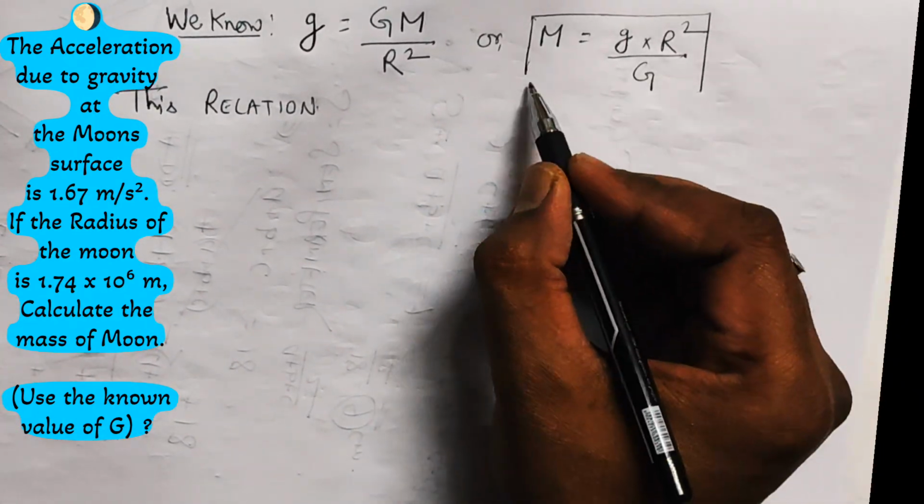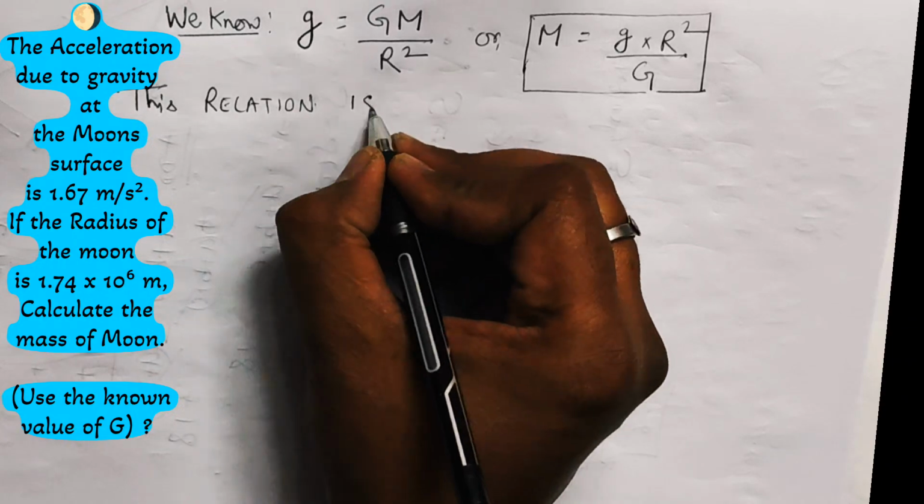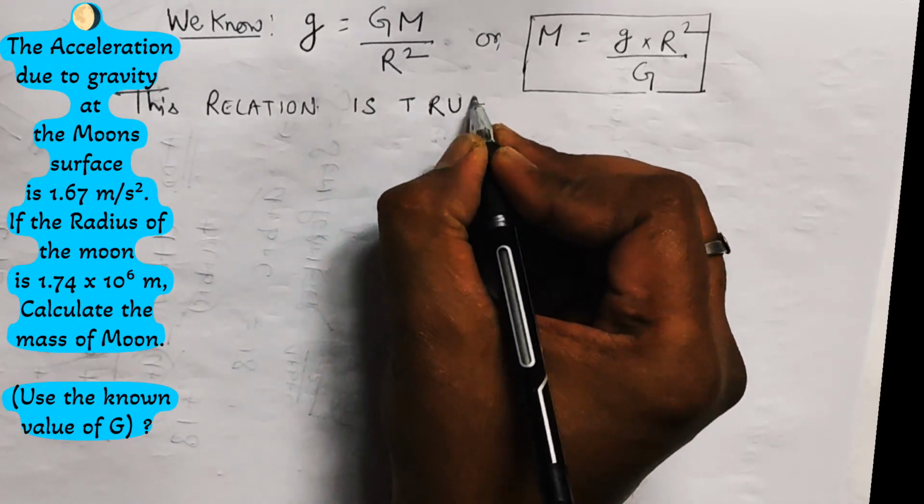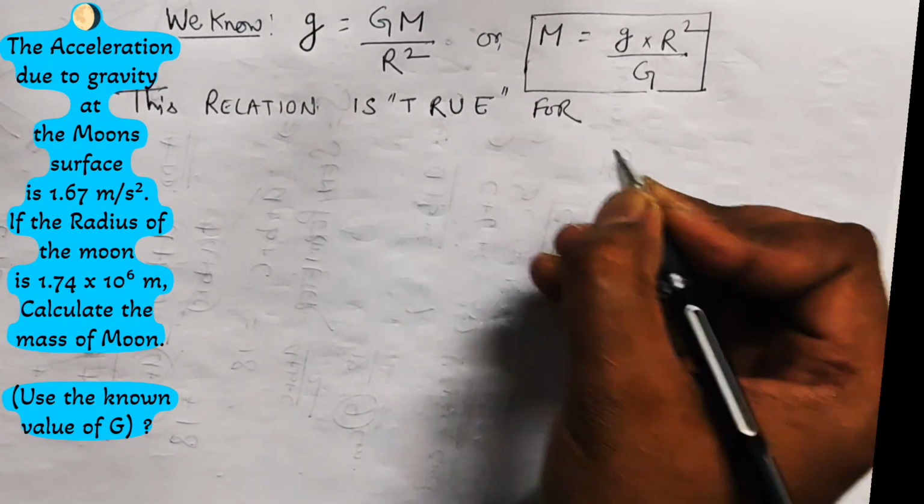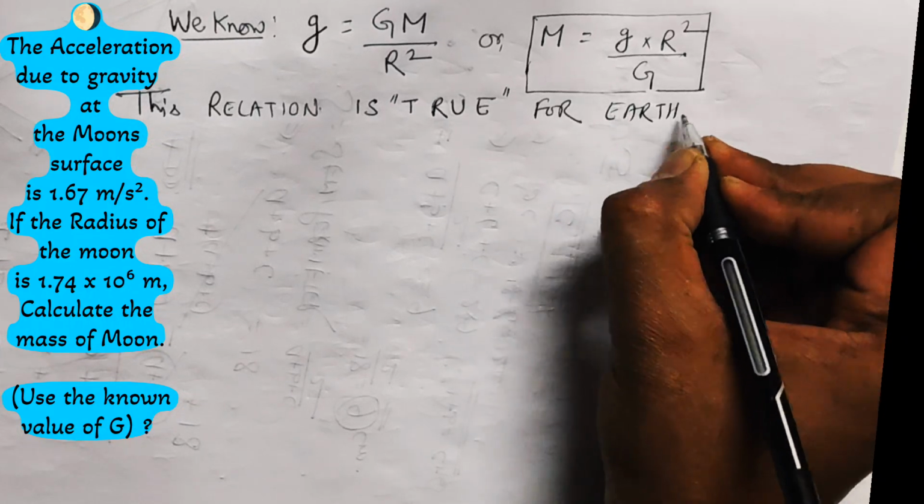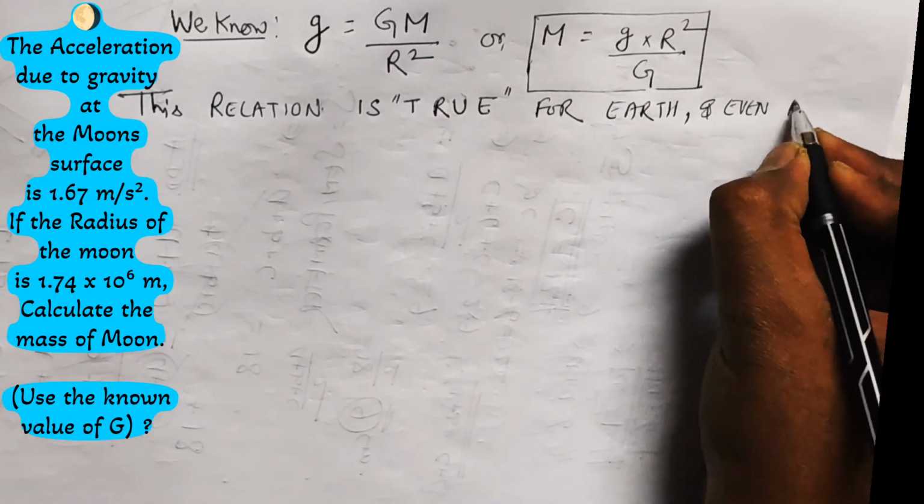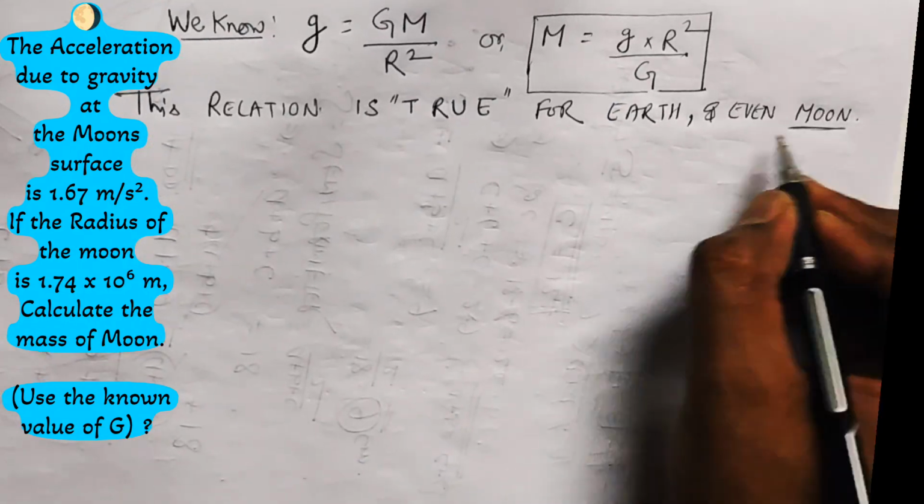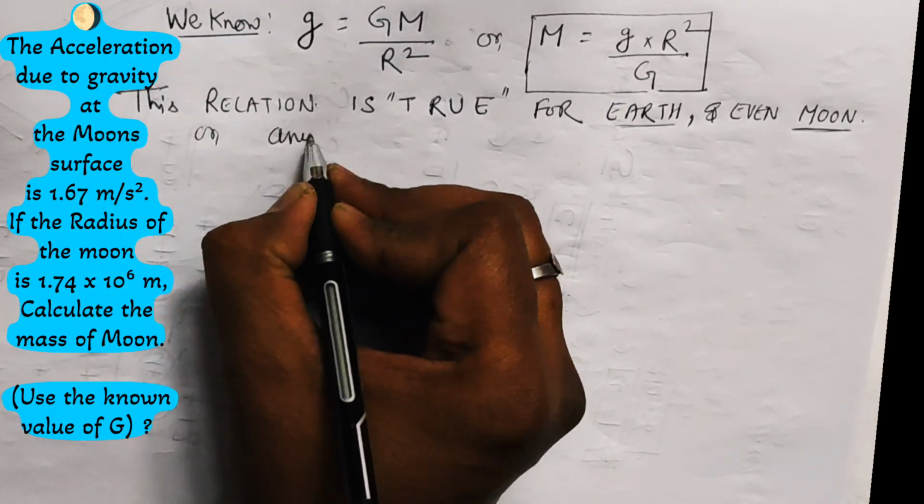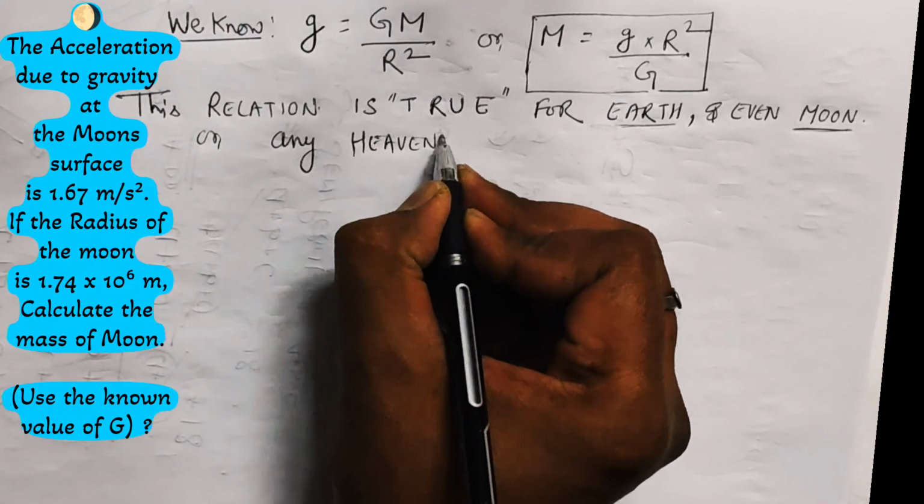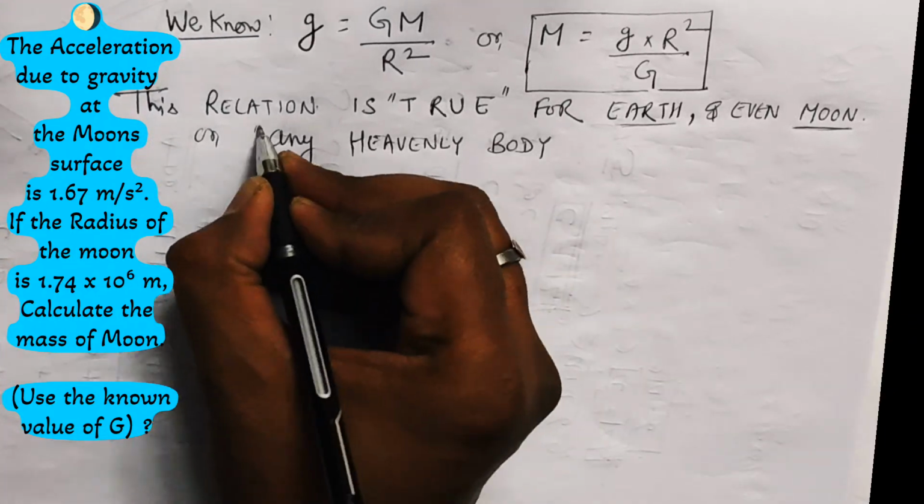So we know the relation small g is GM by R square. So we can write the mass M as g into R square by capital G. Now the relation, as we have derived, is true for the earth, the moon, and even all the heavenly bodies, right? So we will use the same formula to calculate the mass of the moon.